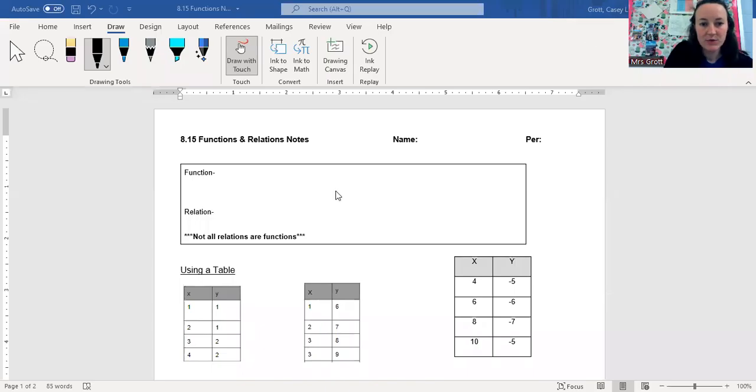Hey guys, this is going to be functions and relations review. So a function is where each x value has one y value. We also talked about it as when x doesn't repeat.